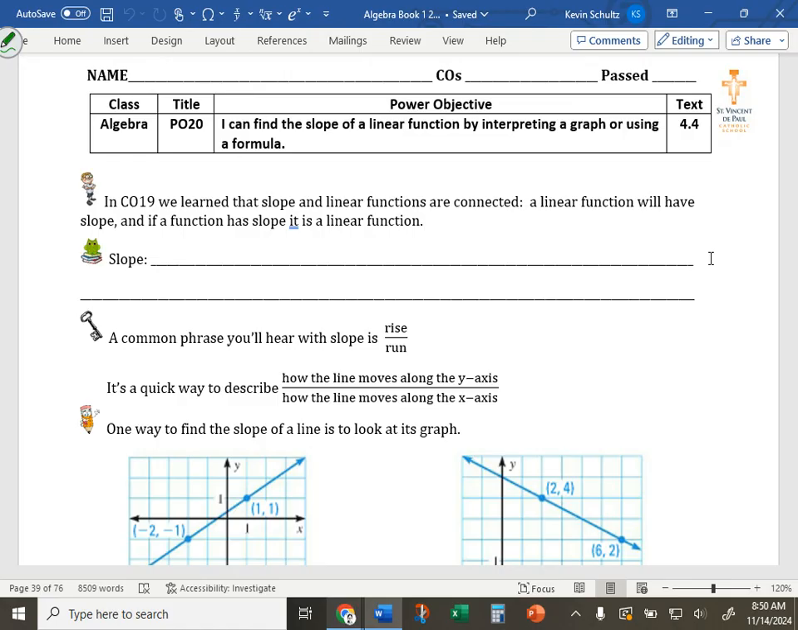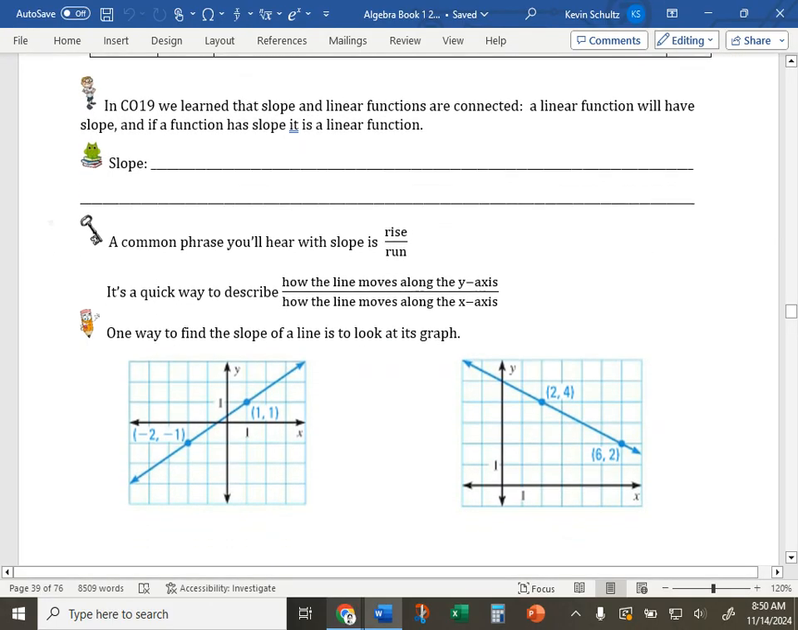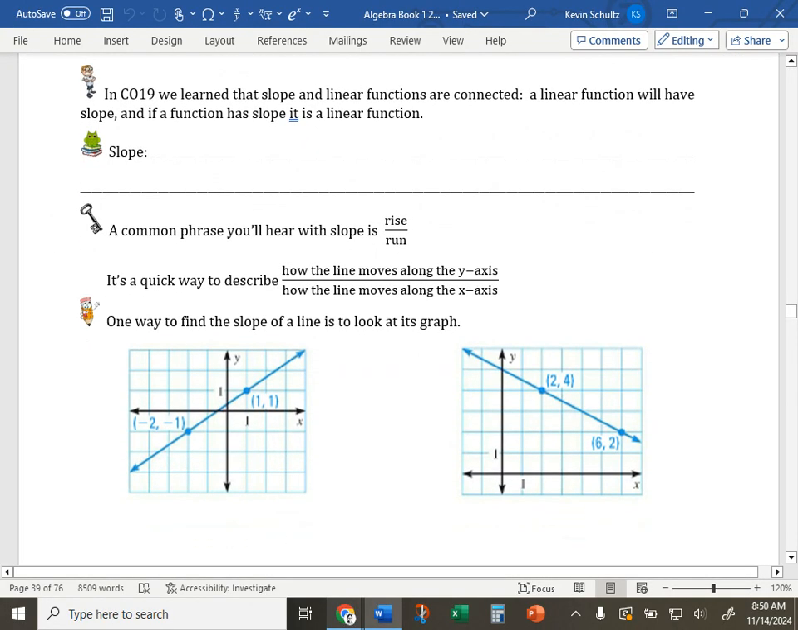So in CO19, we learned that slope and linear functions are connected. A linear function will have slope, and if a function has slope, it's a linear function, right? So it goes both ways, okay? We've defined slope before, but we're going to define it a little bit differently today, okay?